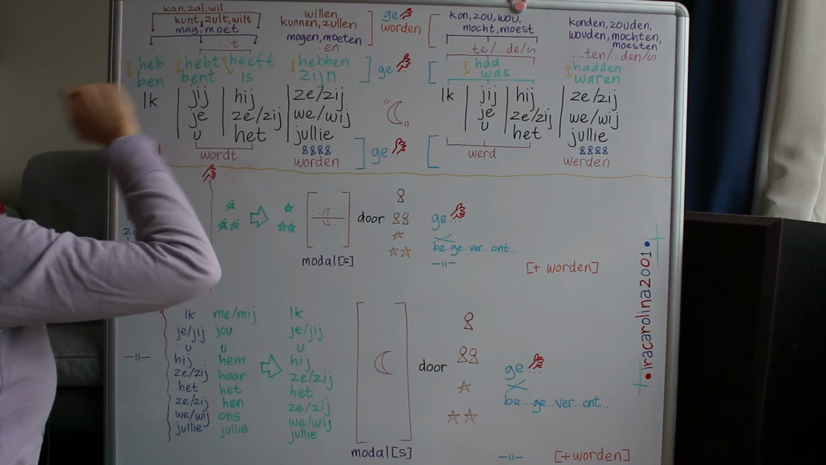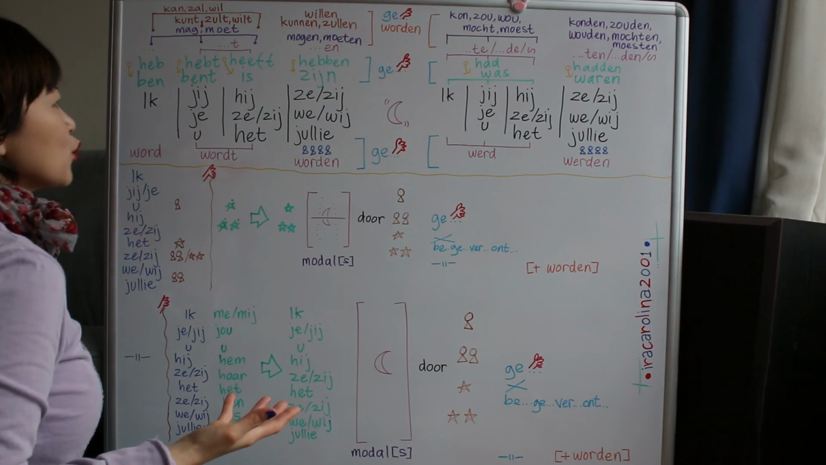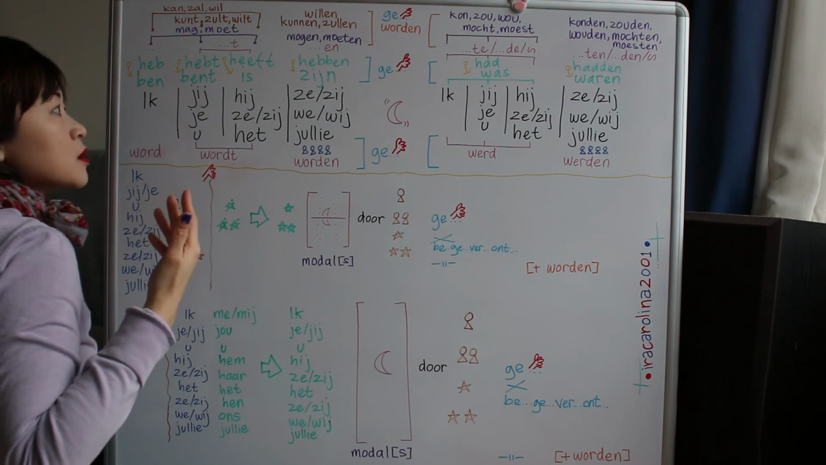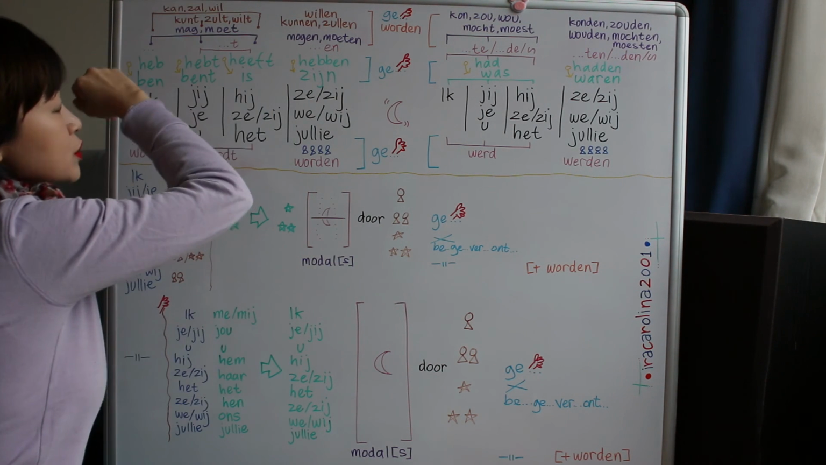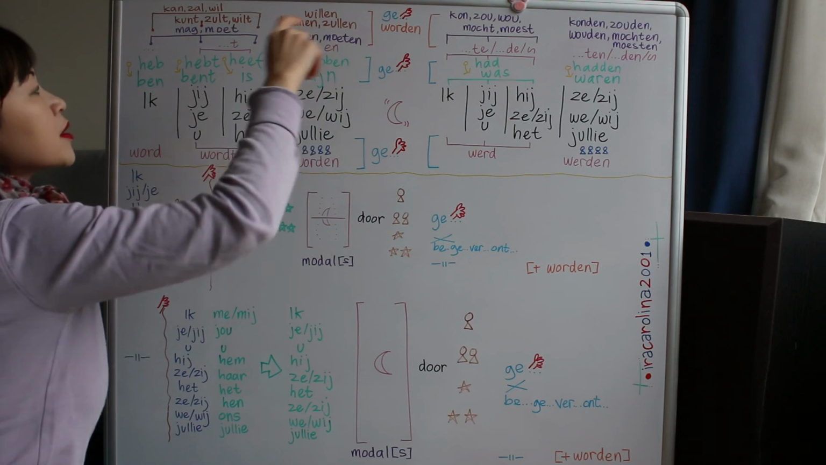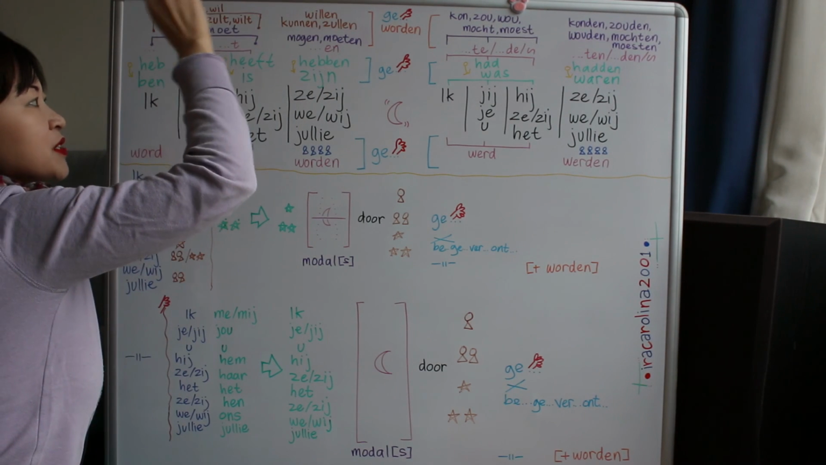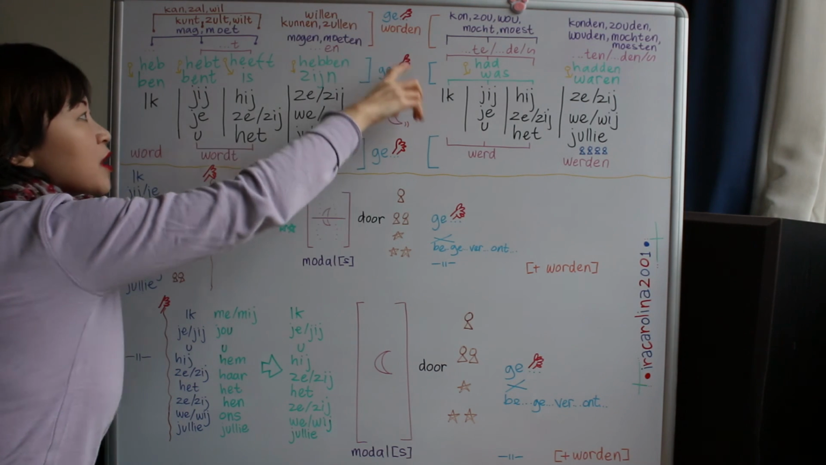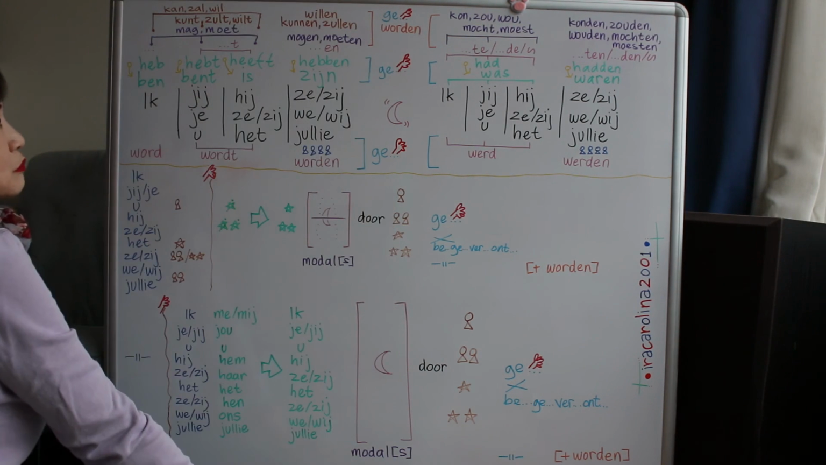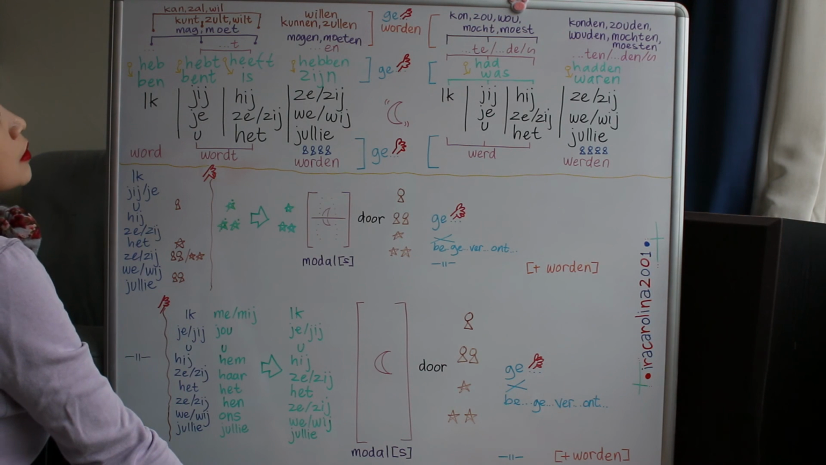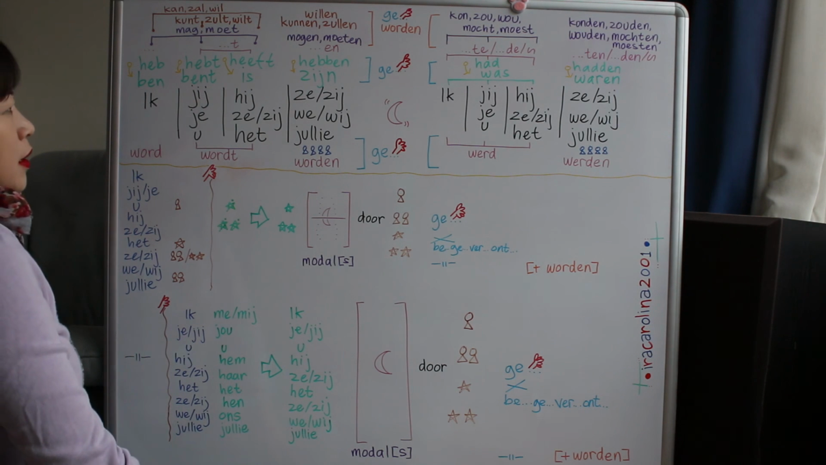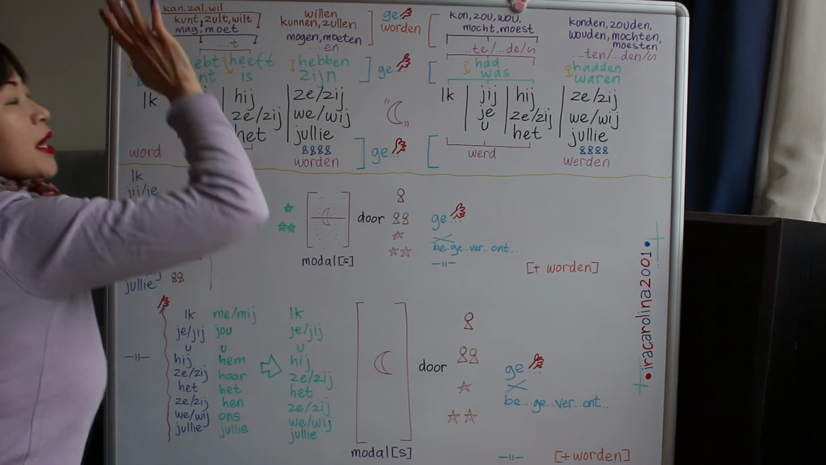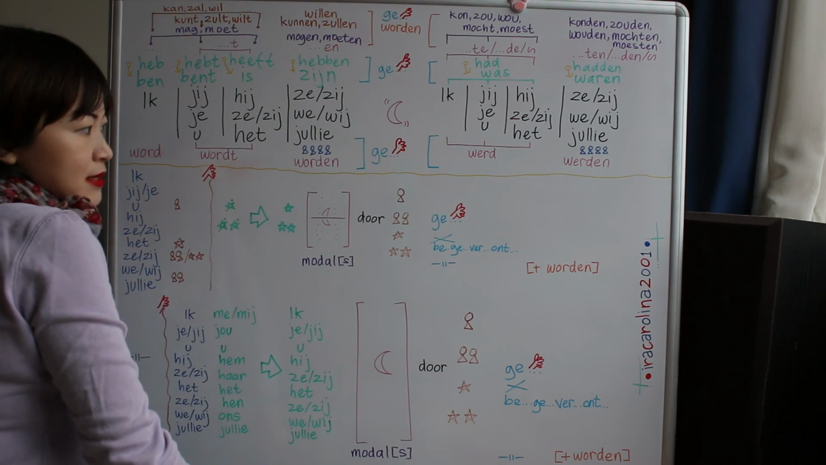And for sentences with modals, the modal or the modals will also be there, but in passive sentences we also put the verb. Don't forget, we put worden. This is for the present time, and this is for the past time.